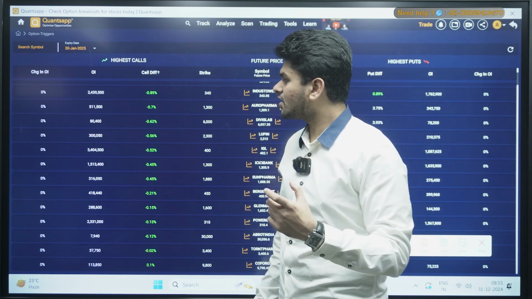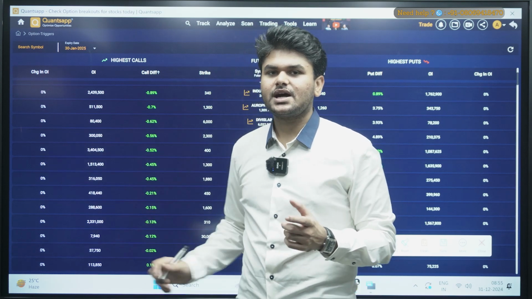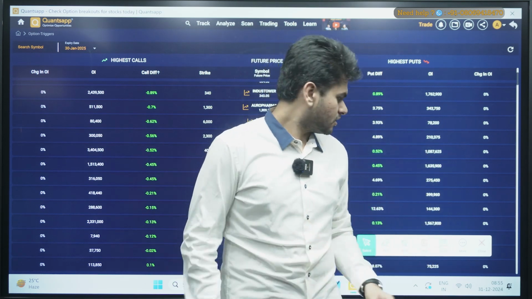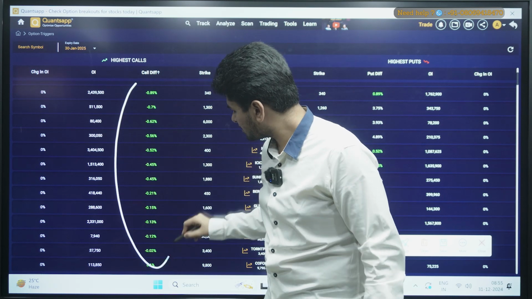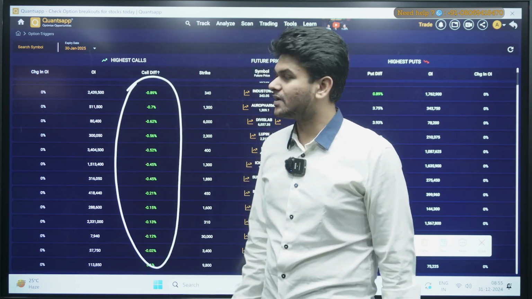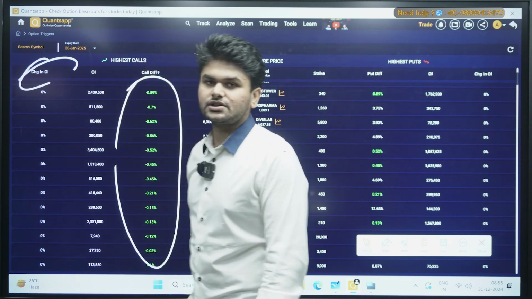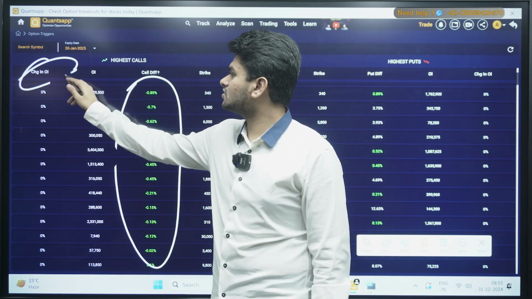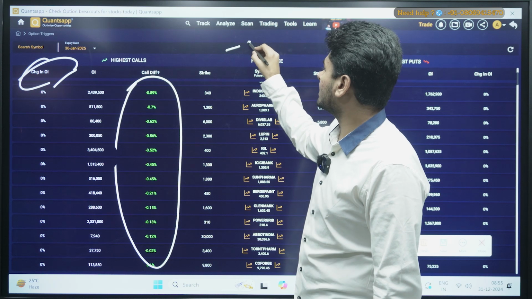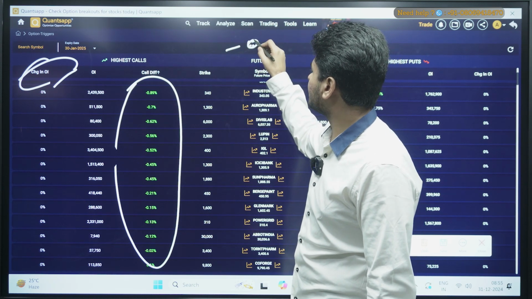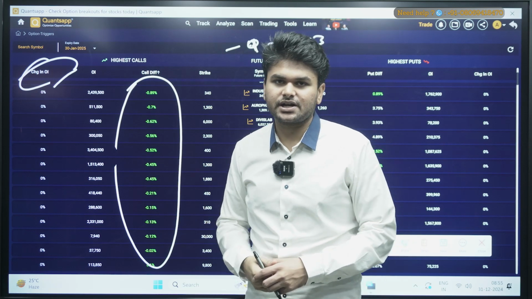Now what you need to identify is that wherever you are seeing change in OI happening, that is the stock which you can pick. So out of these many stocks, which stock will give you the momentum? Where we are seeing a significant change in OI. First of all, the change in OI should be in the negative. So it should be like -1, -2, -3. It should be at a negative level.